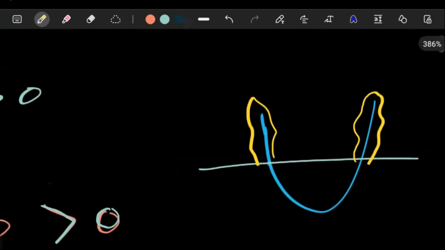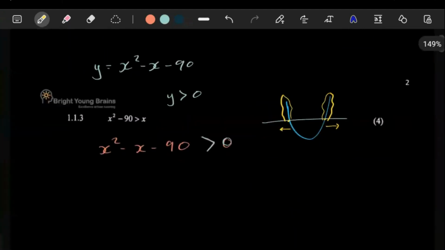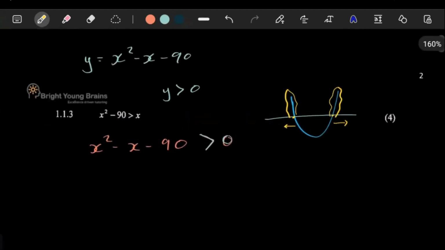So that means starting from here, going to the left, starting from here, going to the right, you see. So all things considered, we have to get our x-intercepts first. To get the x-intercepts, you can just use the quadratic formula, or you can maybe get factors of 90 that give you a 1. Yeah, we might not get that very easily.